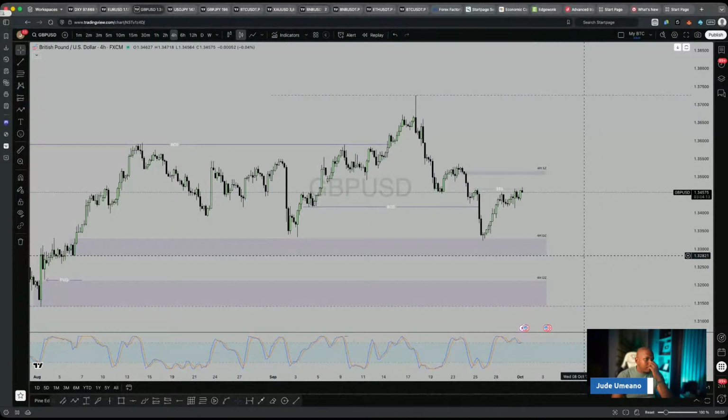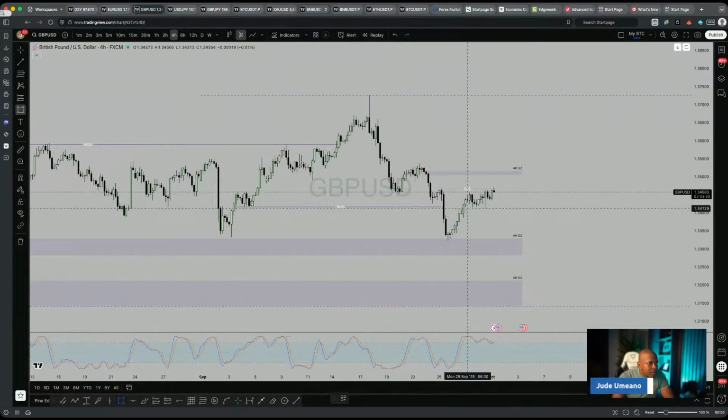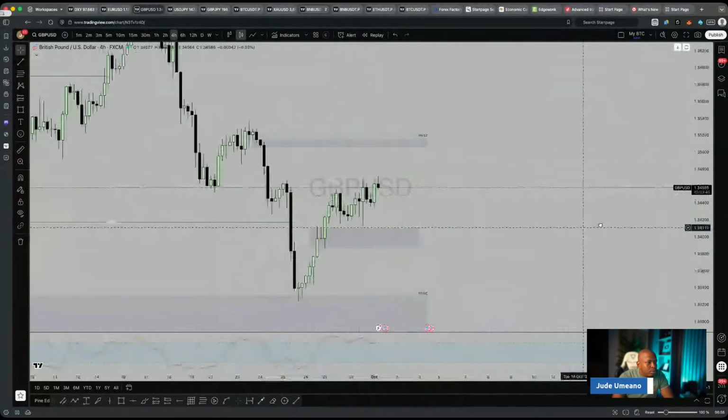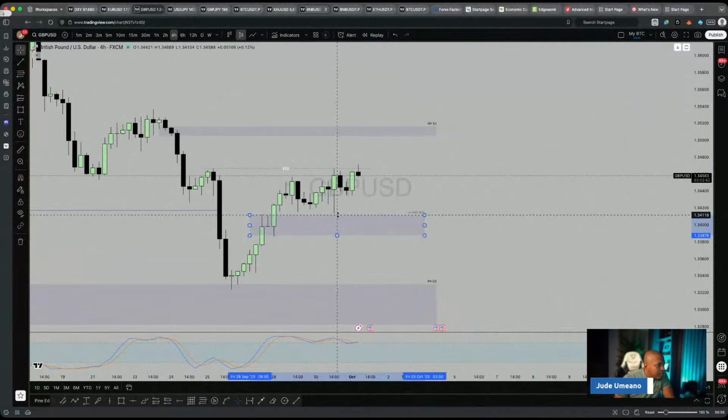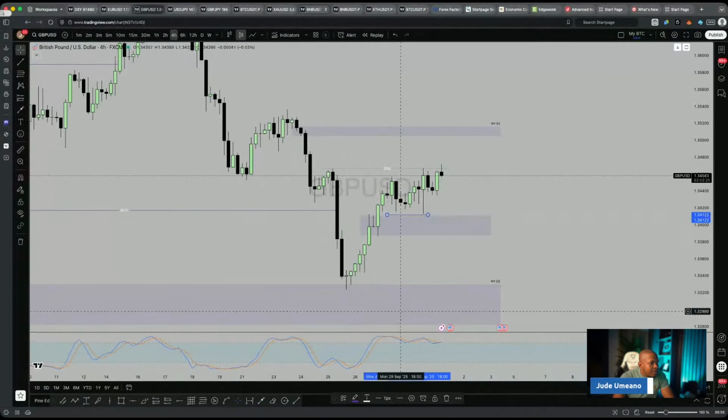Since we have it here, we have our 4 hour supply zone above here. Still on the 4 hours, we have another supply zone here. I'm just going to mark it out. Then that is one I actually deleted. We have another supply zone. Let me take it all the way down to this point. Let's make it bigger. Why is it a supply zone? It's because we have a gap here.